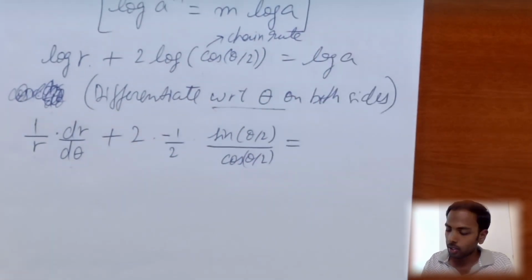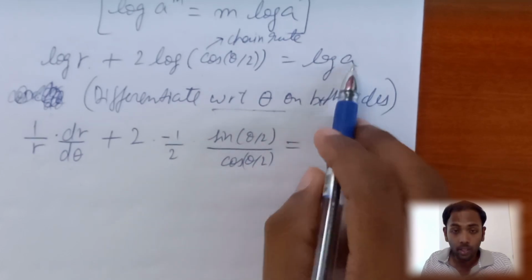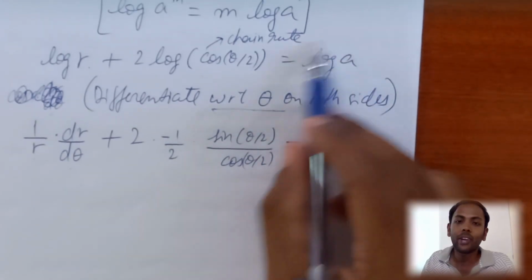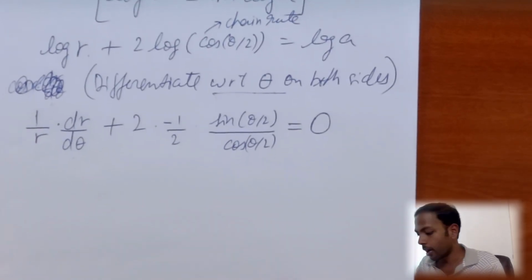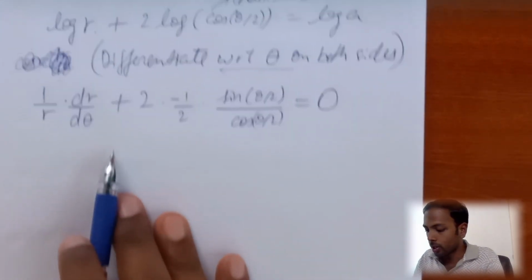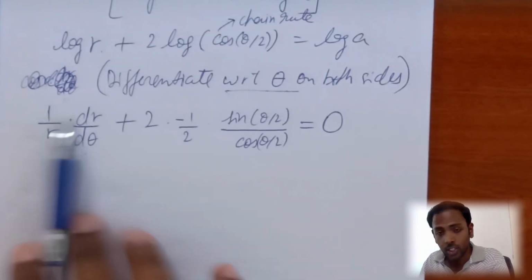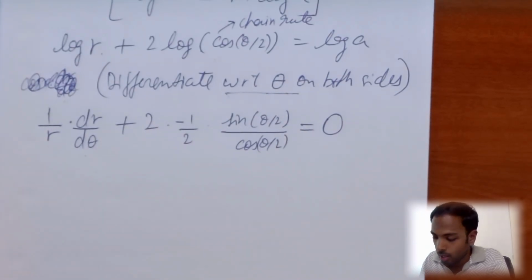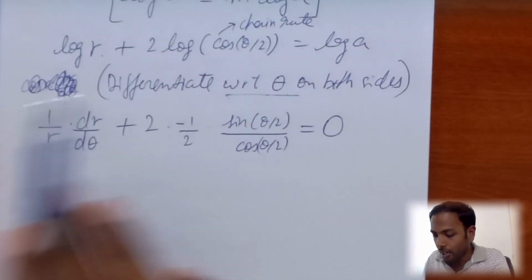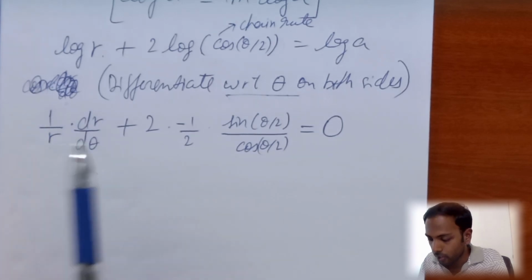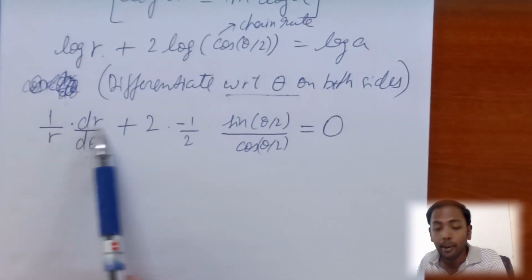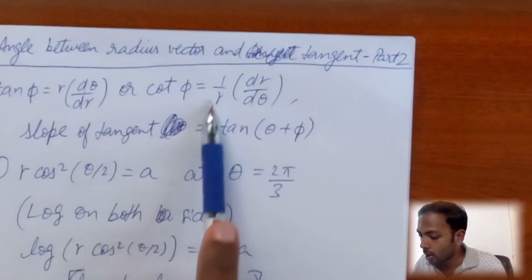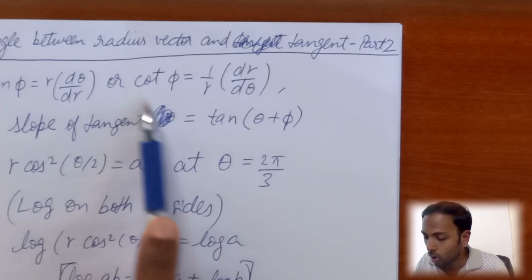A is a constant. Since A is a constant, log A will obviously be a constant again. So differentiation of any constant is 0. So RHS will become 0. Now look here. After differentiating, always observe the LHS. Not the complete LHS, just look at the first term, wherever there is r. So 1 by r into dr by d theta, right? We have already a formula written at the top here. 1 by r into dr by d theta is nothing but cot phi.